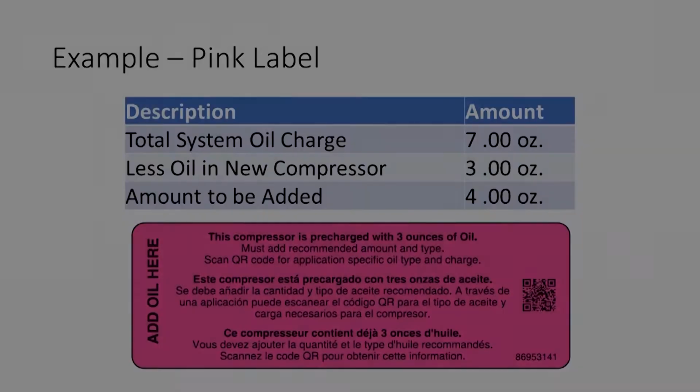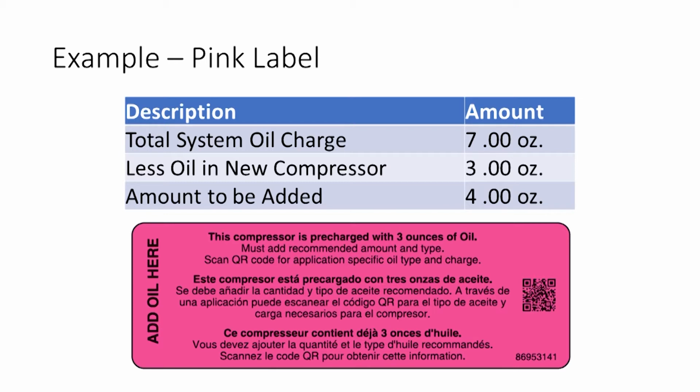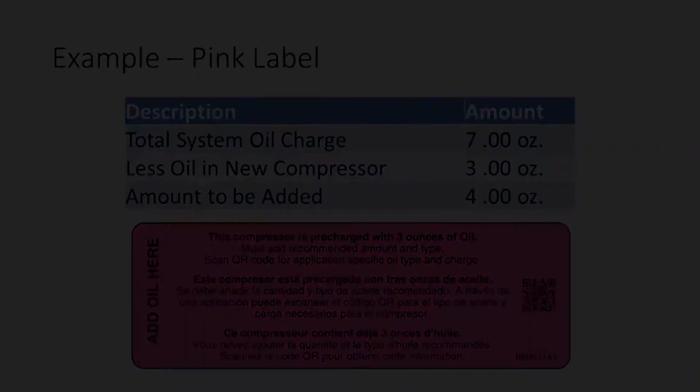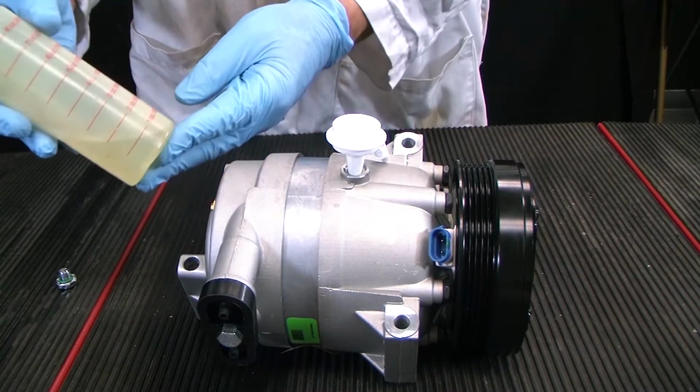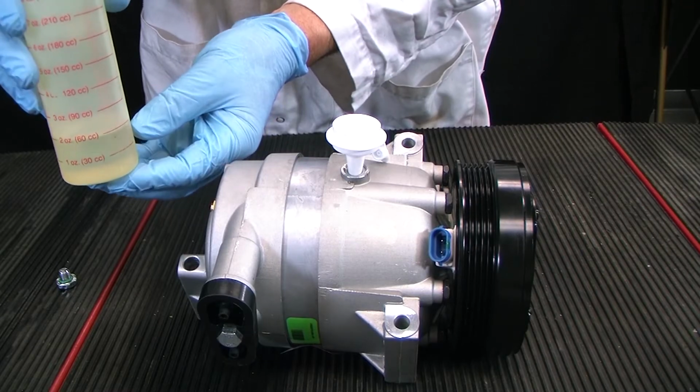For example, if a system calls for 7 ounces of PAG 46, then you would need to add an additional 4 ounces to the system to bring the total oil charge up to 7 ounces. We will discuss the process of where and how to add the additional oil a little bit later.